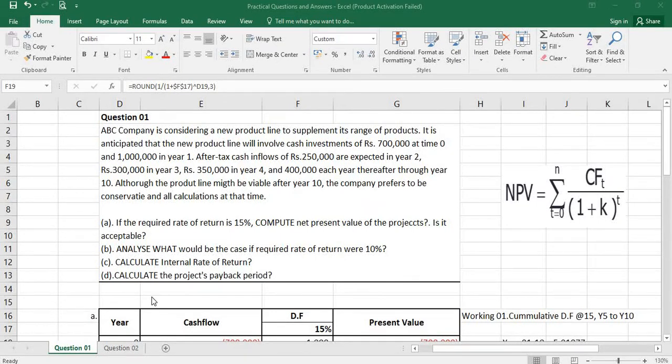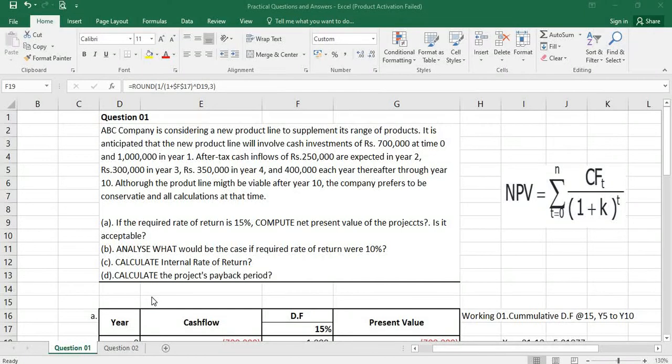Okay, students, we will discuss some practical questions about the topic that we discussed, the project appraisal, in which we are discussing the capital budgeting techniques. In addition to the previous two video clips that I uploaded in the LMS, where we discussed some basic questions, let's move on to some advanced questions.